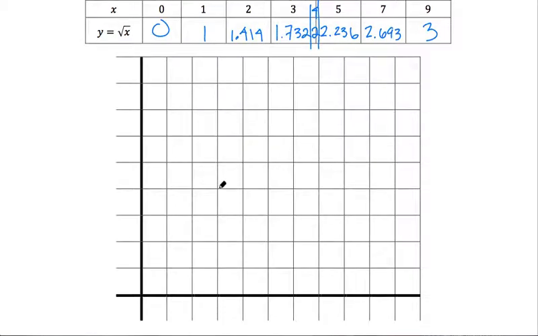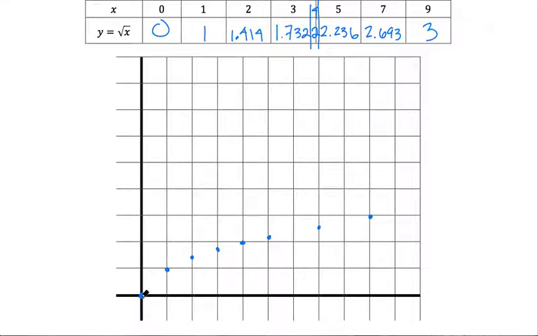Okay, so let's go ahead and graph this. So we do have 0, 0 right here at the origin, and we have 1, 1 right there. Then we have 2 and 1.4. We have 3 and 1.7. And then we have 4 that lands us right on 2. 5 that gives us 2.2. And then we're skipping a line to 7 to give us 2.6. And then skipping again to 9 to give us 3.